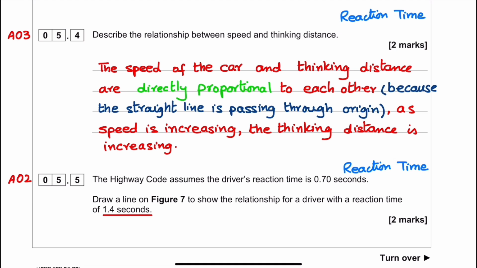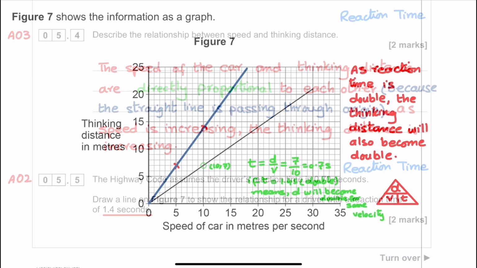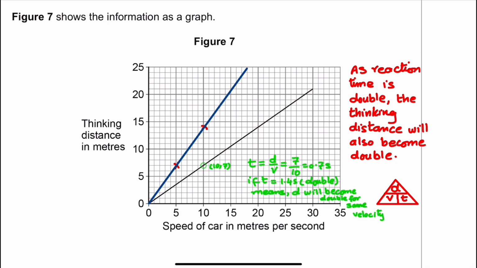We can see here the reaction time is 0.7 second and the figure number 7 shows the relation between the thinking distance and the speed as the reaction time is 0.7 second. If the reaction time becomes double, we need to draw the line on the same graph to show the relation between the thinking distance and the speed of the car. From figure number 7, we can see that as the reaction time is double, the thinking distance will also become double. We have the triangle formula that distance is equal to speed or velocity into time.